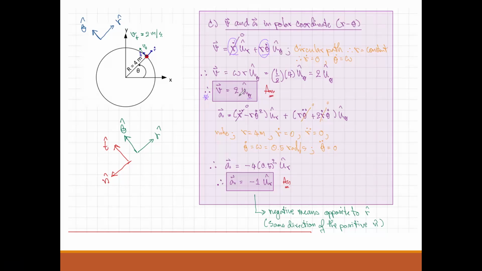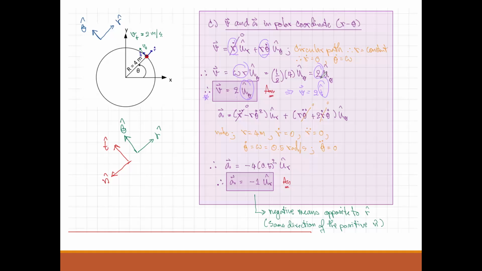The magnitude is only 2 because it's omega r, right? If you compare with the normal and tangential direction, it is the same as 2 u_t. So you will see that for this case, just this case, u_theta, the unit vector in the theta direction, is in the same direction as the tangential direction. So it is the same vector, right?